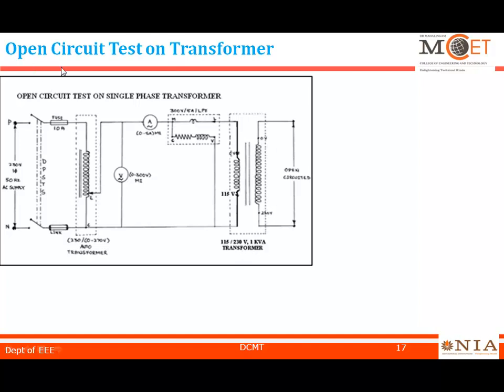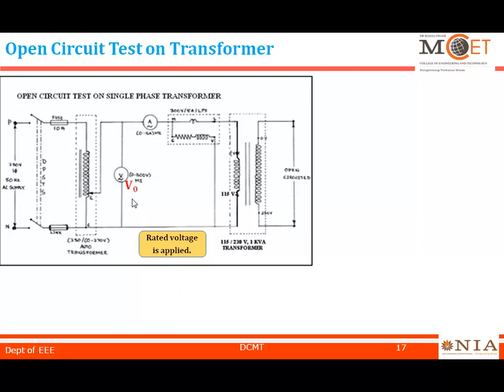By conducting this open circuit test, we are going to find the core loss of the transformer. For this, the high voltage side should be kept open and we have to apply the rated voltage. The connection is given to the low voltage side, whose rated voltage is 115. By varying the variac, we have to keep the rated voltage of 115 volts and measure the current.